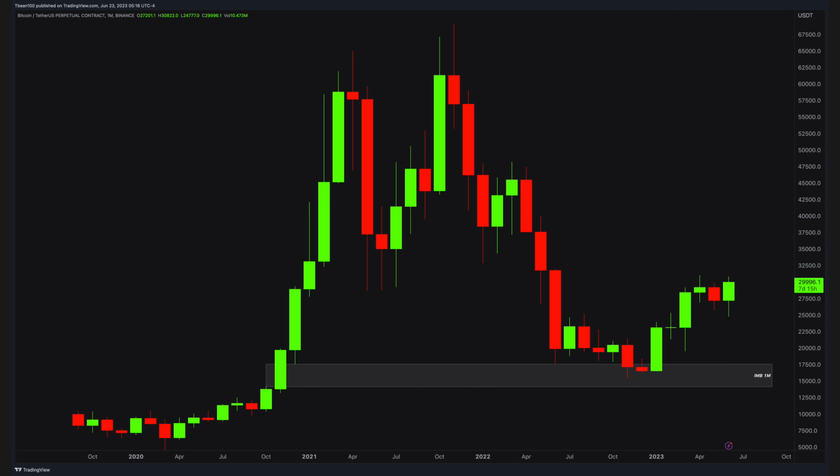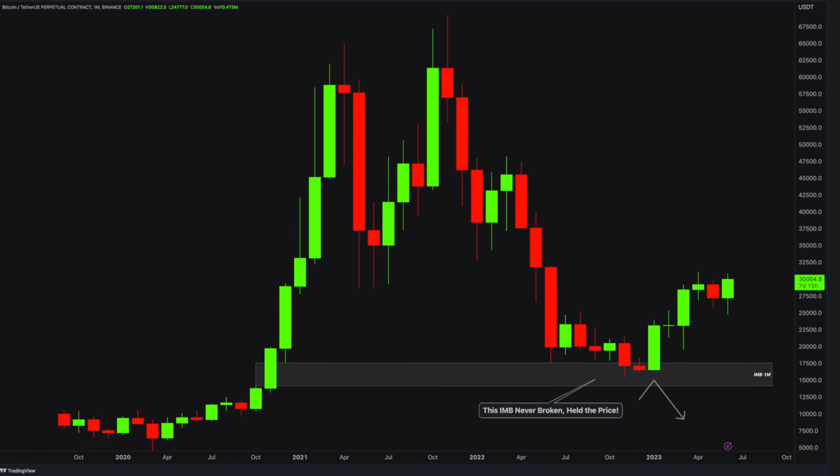Let's get back to the origin, the monthly charts, where everything actually starts. After an all-year drop, Bitcoin started to hold itself on this mega monthly imbalance. This imbalance was never broken. The price held by it. It was a strong area.